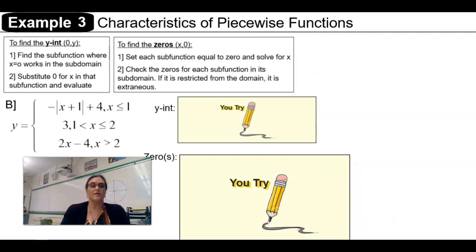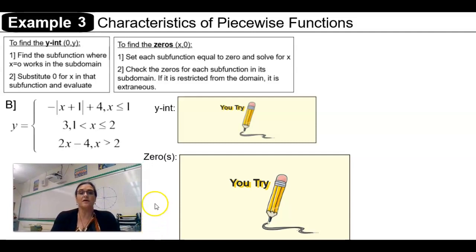Okay, so now you're going to pause the video and try example B on your own. You're going to first find the y-intercept algebraically and then find the zeros and check each zero that you find against the subdomains to see which ones we'll keep and which have to get crossed off. Once you've given this problem a try, come back and we'll go over the solutions together.